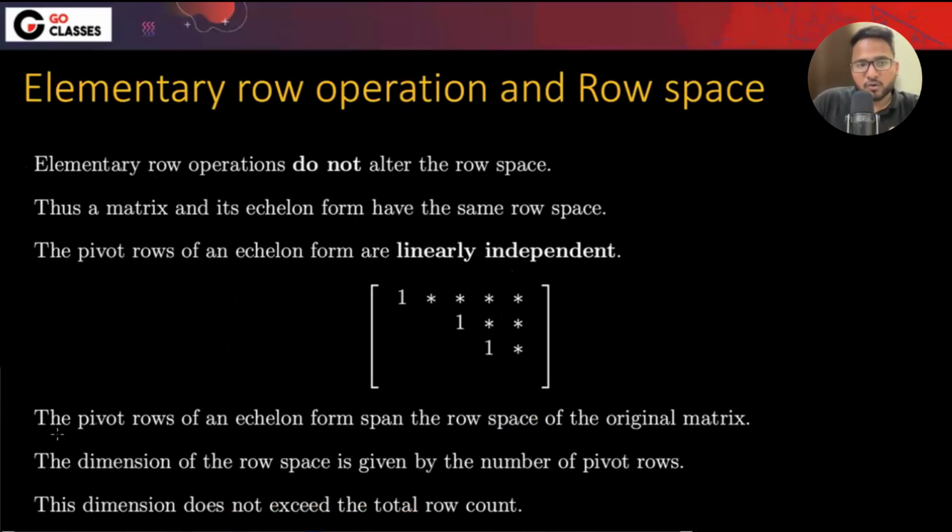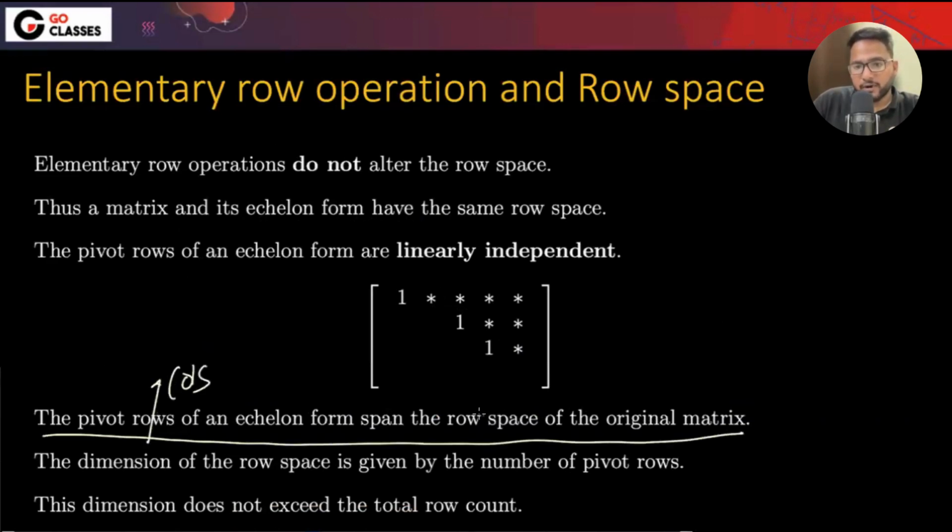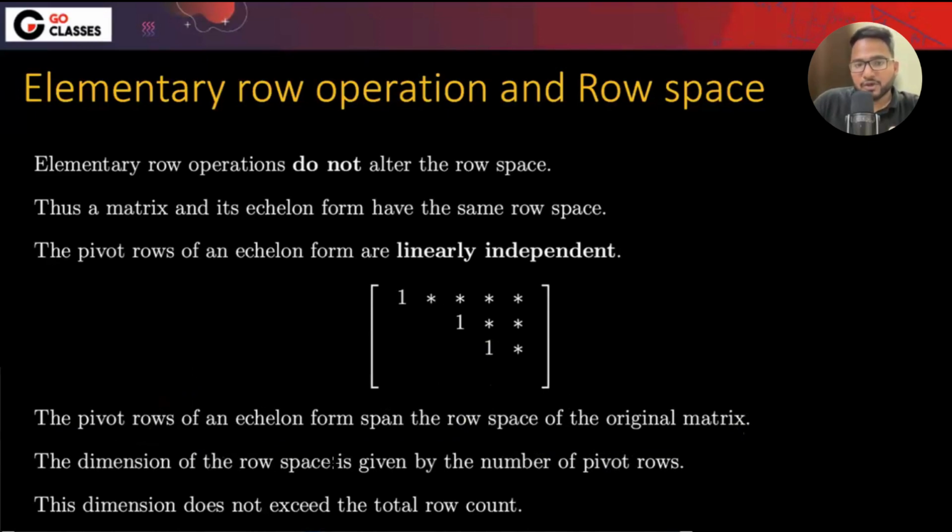Okay, is this true for the column space? If I say the pivot columns, if I write the columns here, and if I write the column space, is it true that the pivot columns form the column space of the original matrix? No, right? It is not true for the column space. We have seen this in the previous class. The dimension of the row space is given by the number of pivot rows. Yes, the dimension does not exceed the total row count, obviously, right?